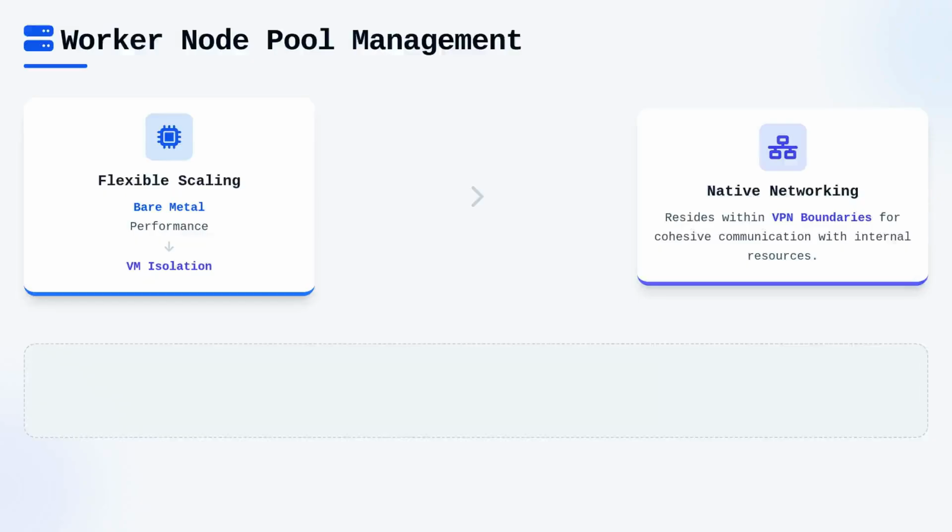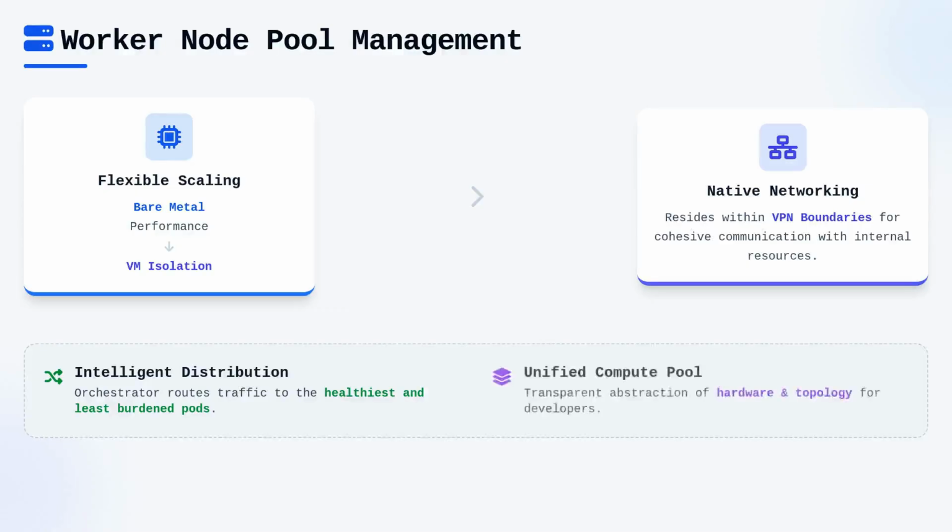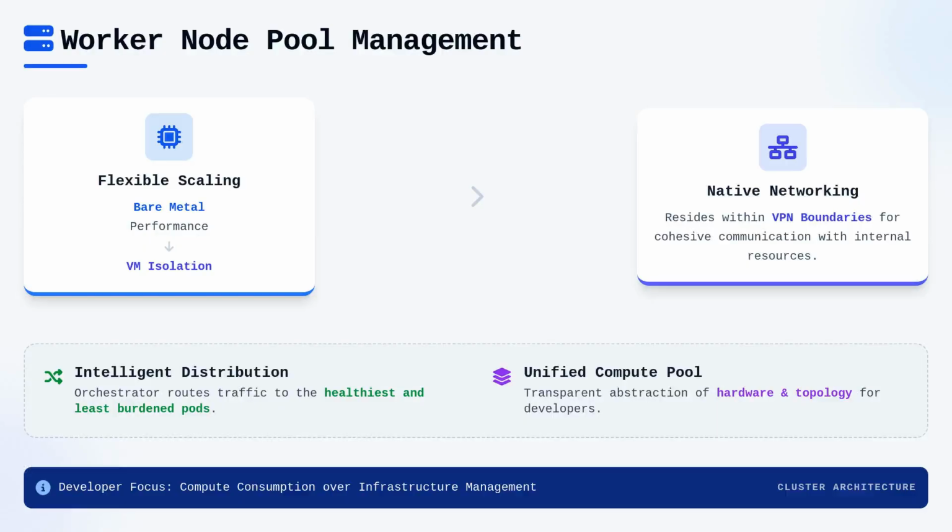Once these nodes are provisioned, the orchestrator handles the distribution of workloads using intelligent load balancing to ensure that incoming traffic is routed effectively to the pods that are healthiest and least burdened. This abstraction acts as a transparent layer, where the specifics of network topology and physical hardware allocation are handled by the cloud provider, allowing the developer to treat the entire cluster as a unified pool of compute resources ready for consumption.